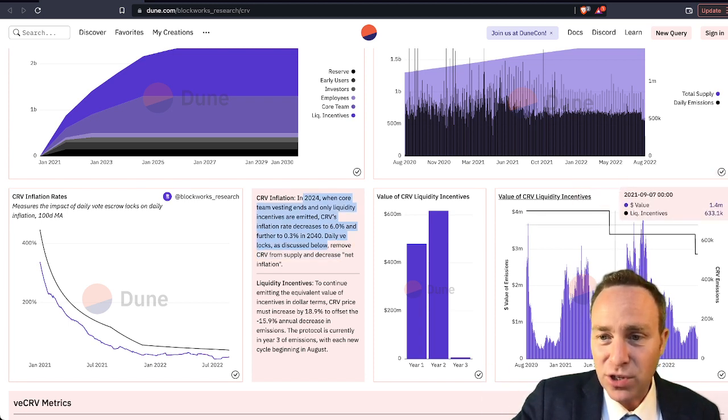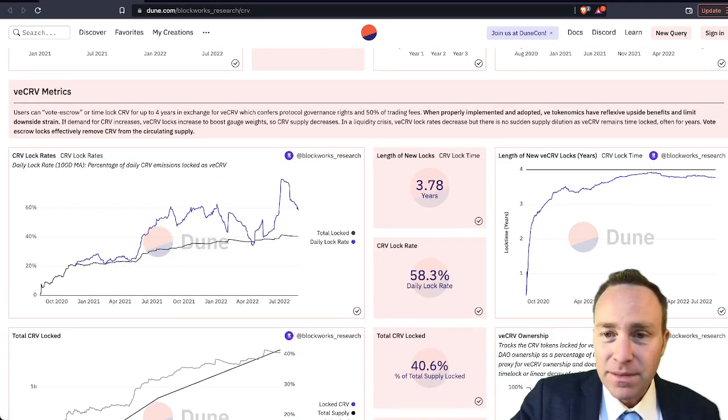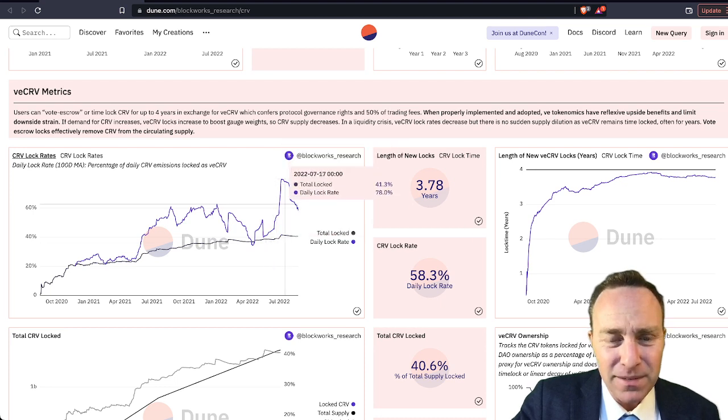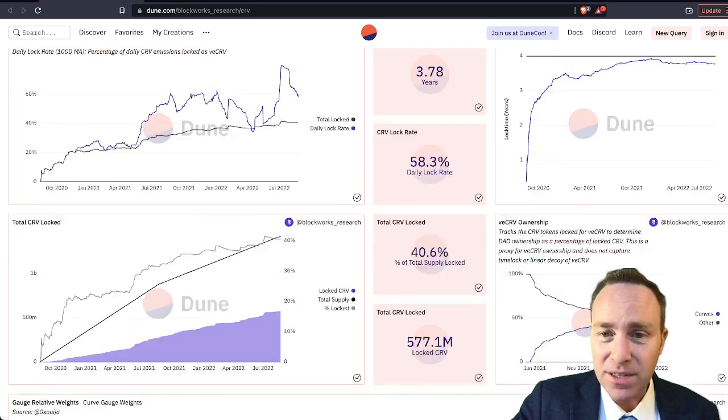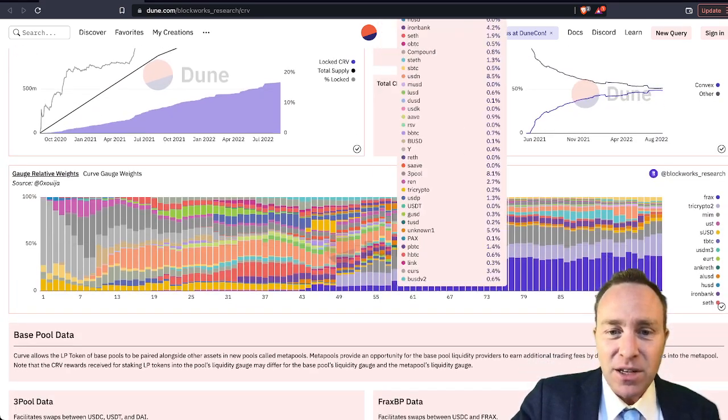This chart here also shows the effect of the reduction on liquidity. Like seeing the veCRV locking rates, because we're supposed to be in a bear market, it's supposed to be a Curve death spiral, but Curve users just keep locking. It's kind of crazy.